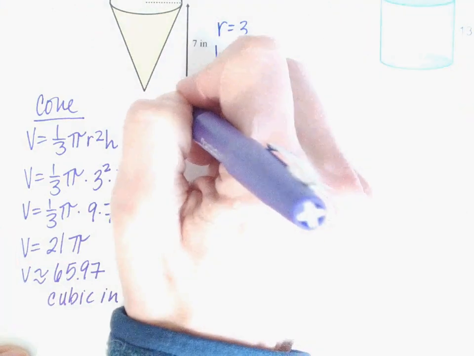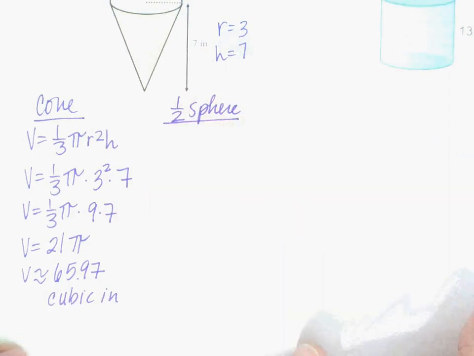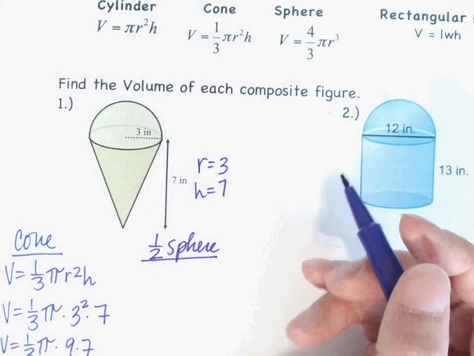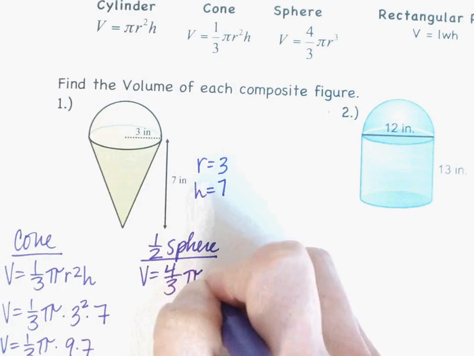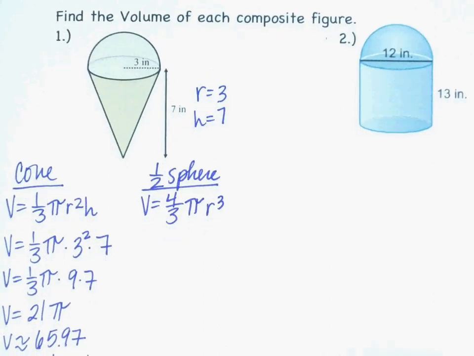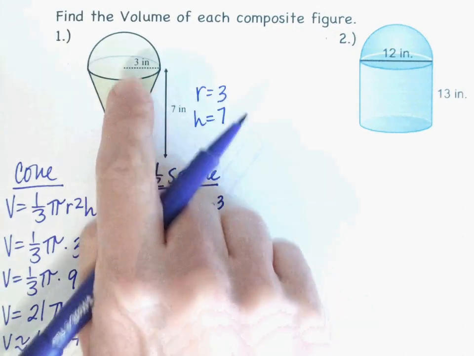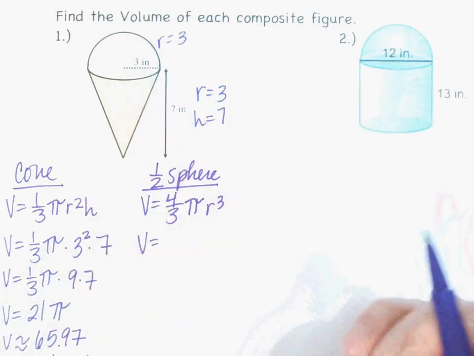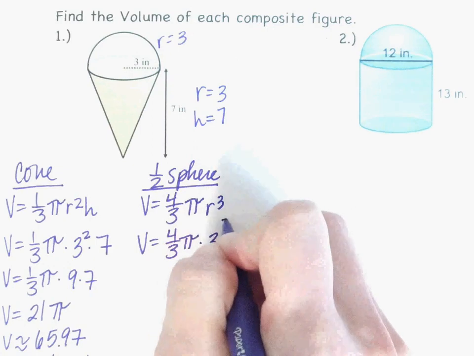Next is going to be my hemisphere, which is really half a sphere. And to do this half sphere, I'm going to use the sphere formula, and if I look above, there it is. Volume is 4/3 pi r cubed. So just grab that formula right there. And then filling in what my variables represent. So this one is going to be r. Taking a look at the radius, the radius is 3 for this hemisphere. So I get 4/3 pi times 3 to the power of 3.